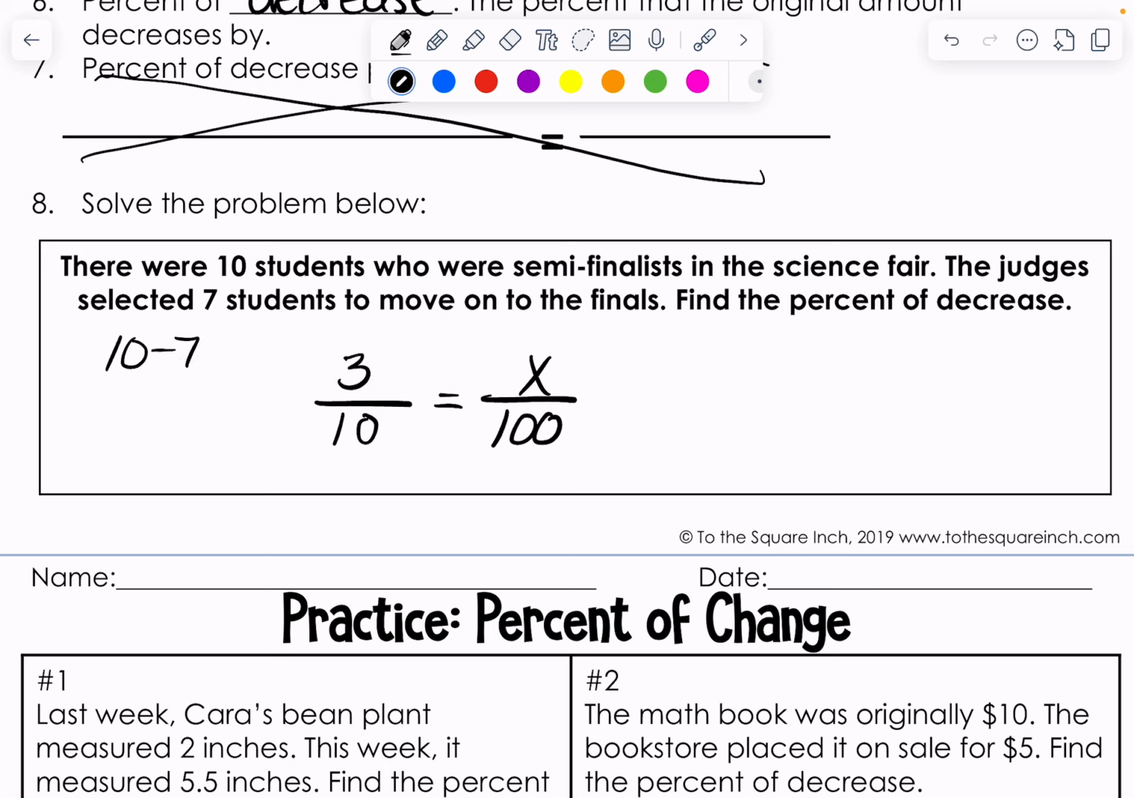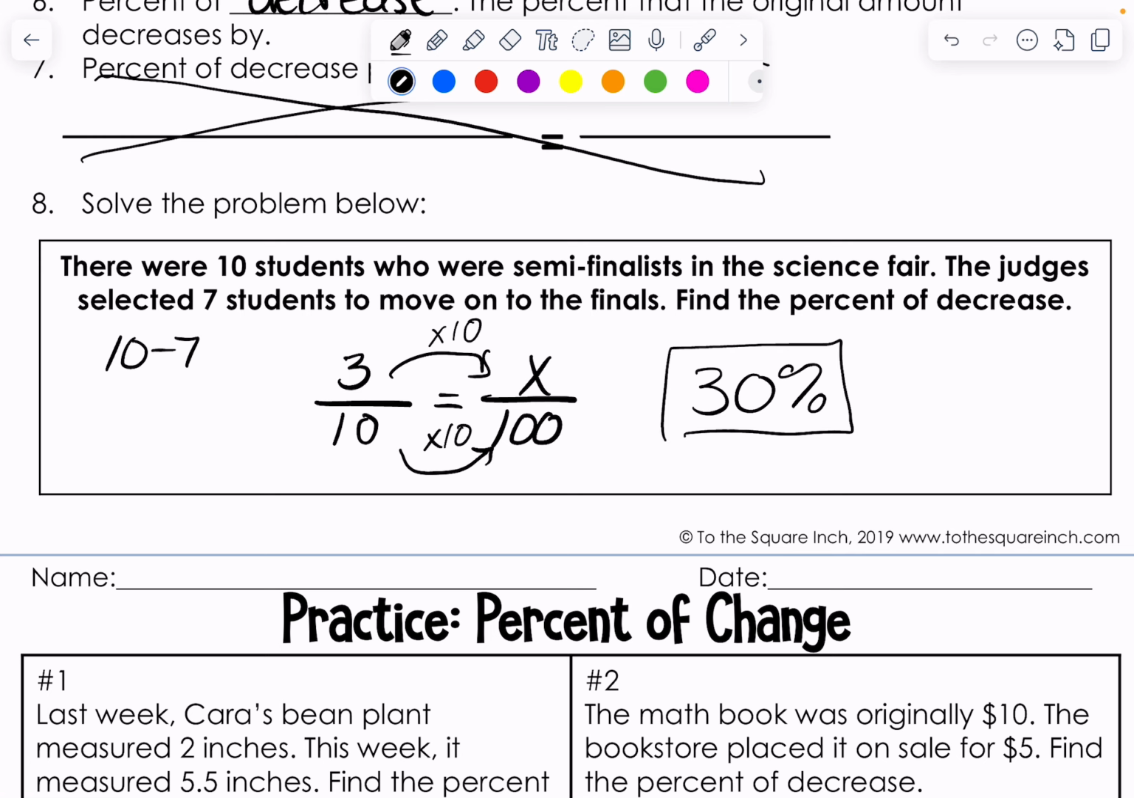And so then again, we have a problem where when I look at this, I see the fraction 3/10, and I know that 3/10 is going to be 30%. Or you could also look for a relationship. So 10 times 10 will give you 100, and 3 times 10 will give you the 30. And again, because we solved for a percent, we want to make sure we have that percent sign.